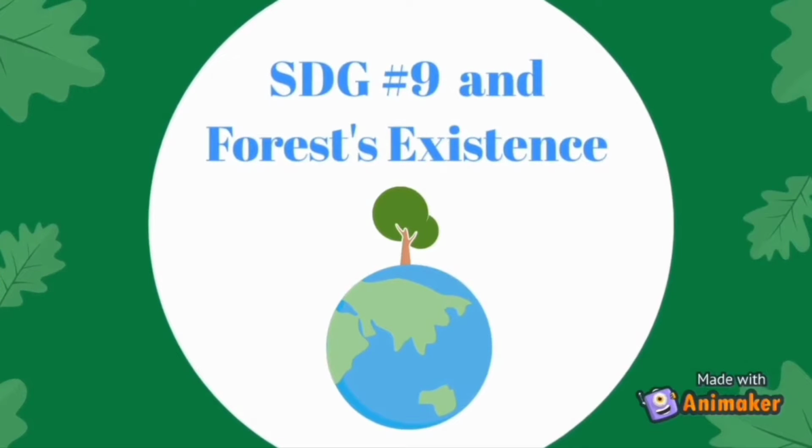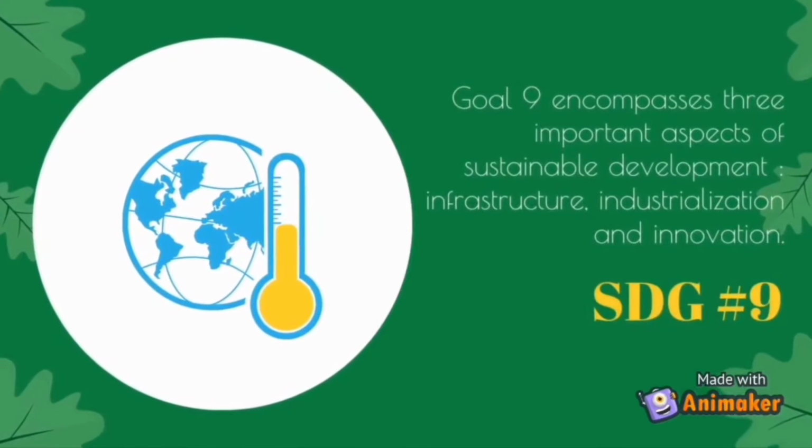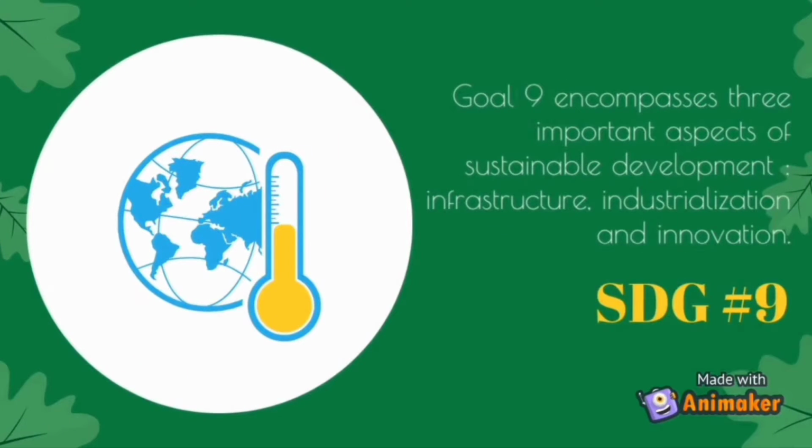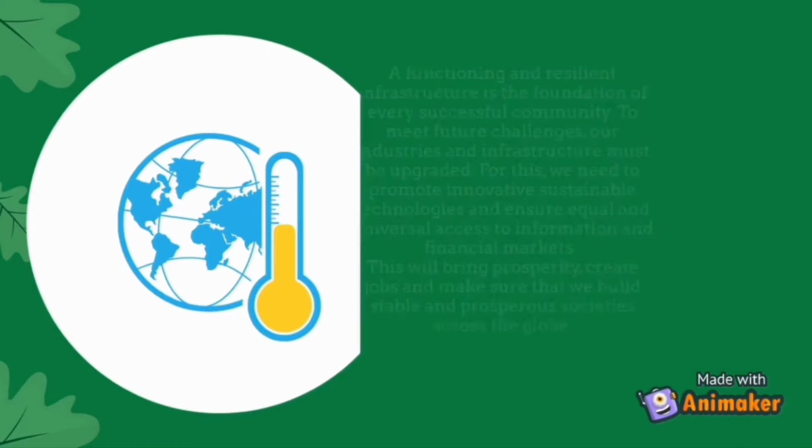SDG number 9 and forest existence. Goal 9 encompasses three important aspects of sustainable development: infrastructure, industrialization, and innovation.